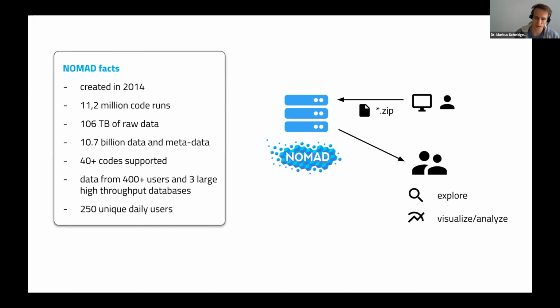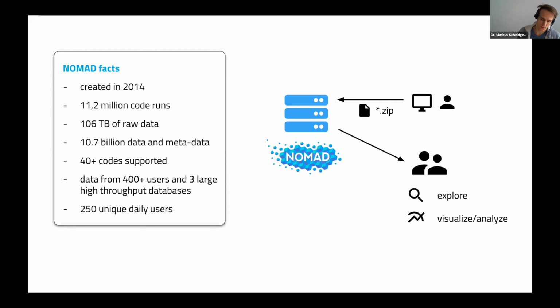And by now we acquired about 11 million code runs. So we are basically counting the simulation runs that you were doing, and overall all the raw data, or the input and output files of these code runs that people uploaded or that came from other databases, amount to over 100 terabytes of raw data.